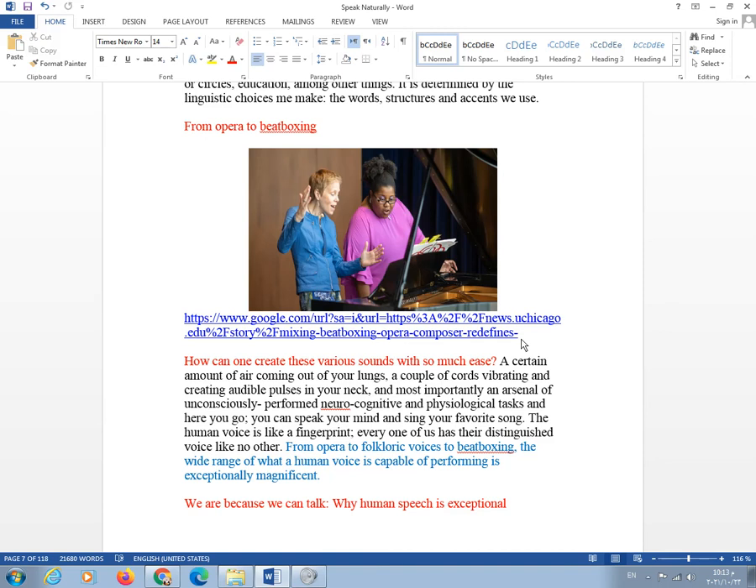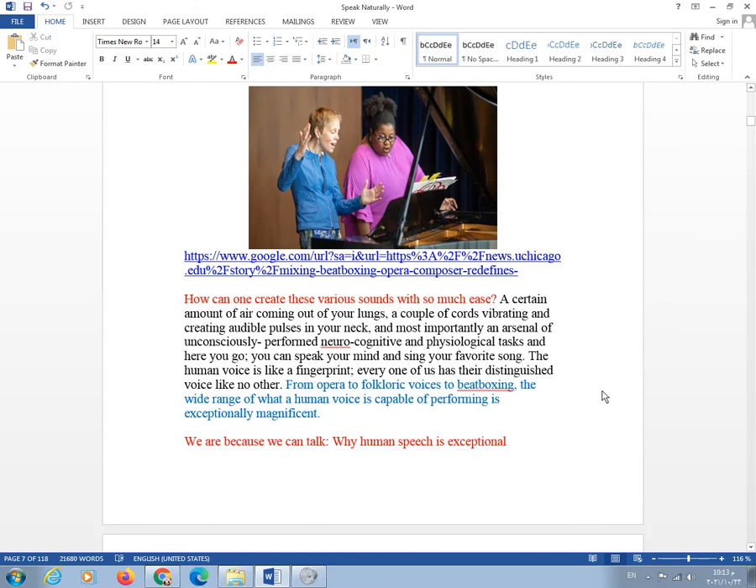How does our voice work? First of all, we need an amount of air and a couple of cords in our neck, vibrating in our larynx, and when they vibrate, they make pulses in our neck, and this creates a voice. And of course, we need an arsenal of unconscious cognitive and physiological tasks that are done in our brain. And of course, our voice is like our fingerprint.